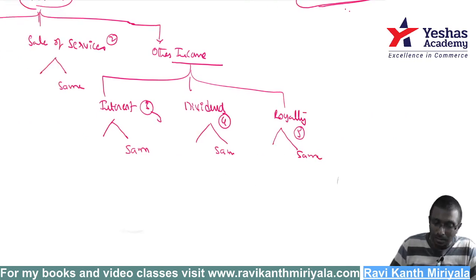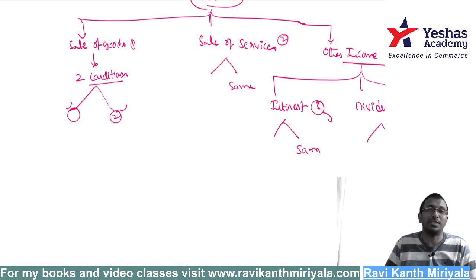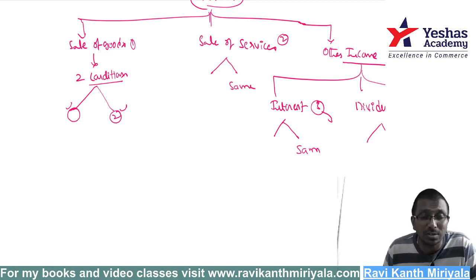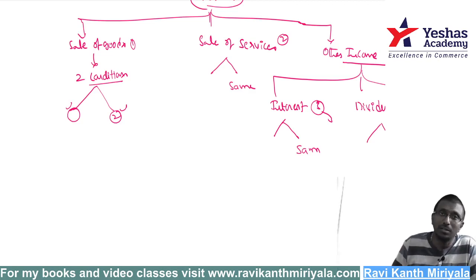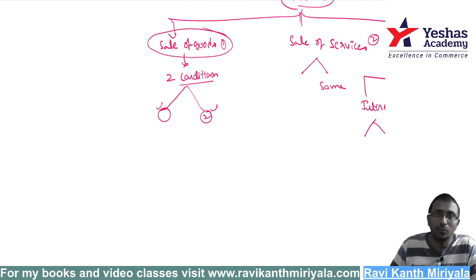So what are we supposed to discuss? We have to discuss the first condition for all of these items. Once you discuss the first condition, it's more than sufficient. Perfect. Now let us start with the first topic, that is sale of goods.